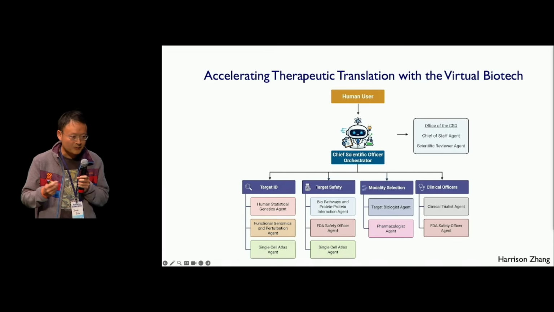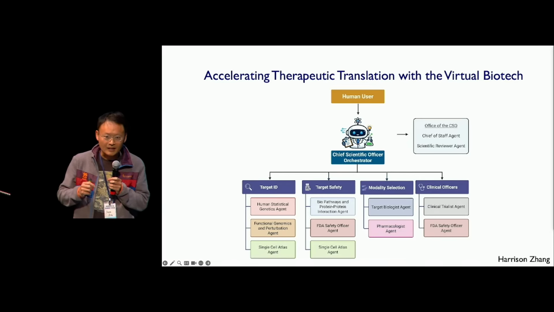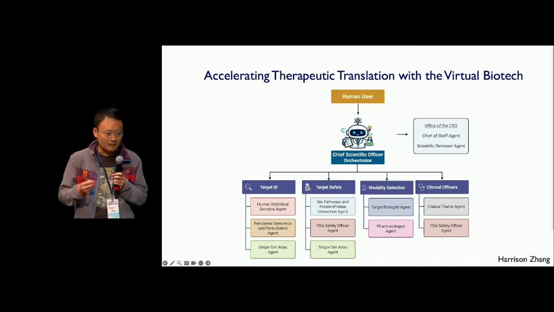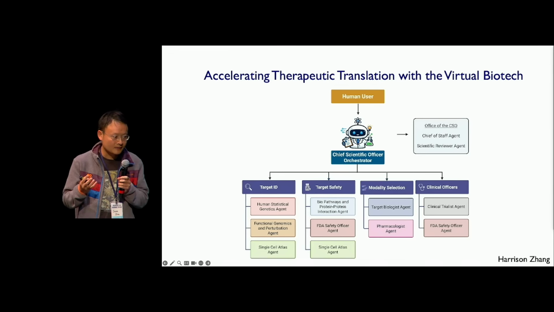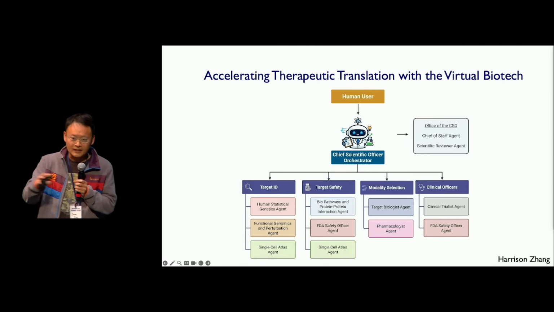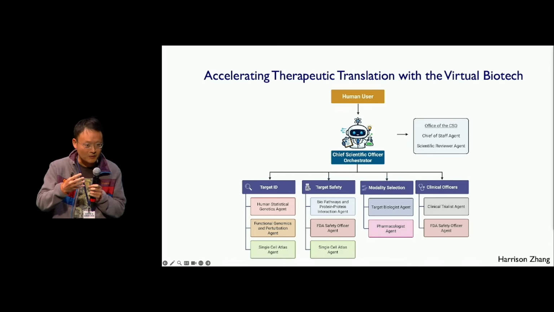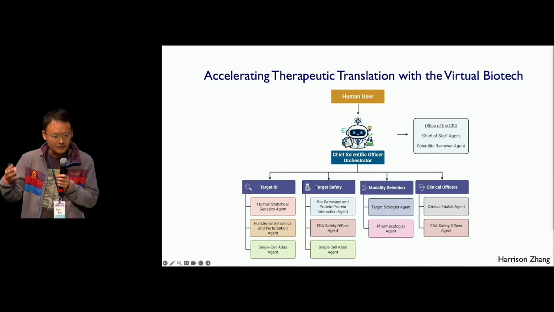For our next step, we wanted to be even more ambitious. We said, can we try to emulate a much more complex organization, an entire pharma company, with tens of thousands of AI scientist agents? We call this the virtual biotech. In the virtual biotech, we have a CSO agent, the chief scientist officer agent, that runs the virtual biotech with its own chief of staff, its own office and lawyers, and so on.